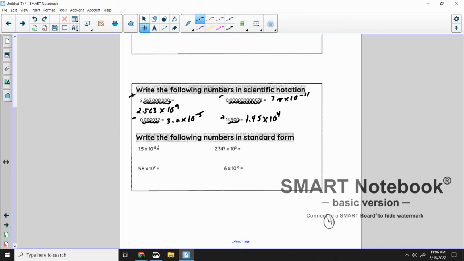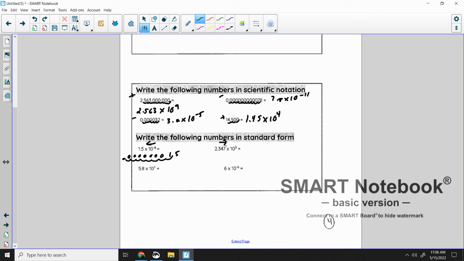And so here, because it's a negative exponent, I'll write out my coefficient. And I know I'm going to move my decimal to the left to make it a small decimal. 1, 2, 3, 4, 5, 6, 7, 8 times. So it's 0.0000000015. That's our final answer in standard form.